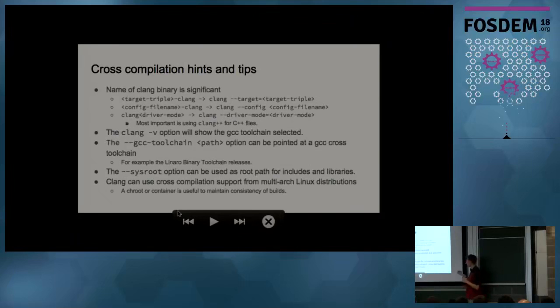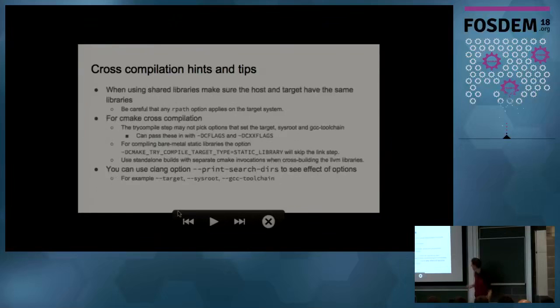As I say, clang -### is great for trying to debug what it's sending to the linker. So if your linker spec is failing, use the -### option and you can see exactly what files it's sending through. I've mentioned this toolchain and sysroot. As I mentioned earlier, when using shared libraries, we make sure the host and target ones all line up.